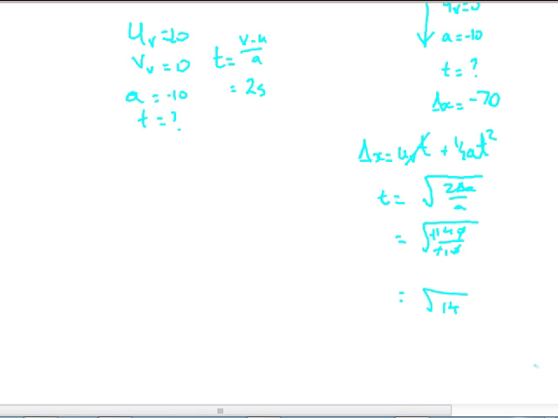Root 14 is between root 9 and root 16, so between 3 and 4, close to 4, so we're looking somewhere around maybe 3.7, 3.8, so that when we're doing it in our calculator, think through, does your answer make sense?